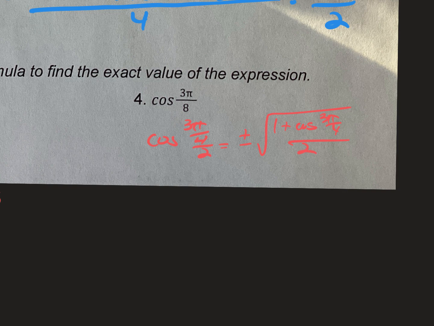Let's deal with the plus or minus. 3 pi over 8 is less than a half pi, so it's in quadrant 1 also. Everything in quadrant 1 is positive. Here we go. Everybody knows cosine 3 pi over 4 is negative square root of 2 over 2 because it's in quadrant 2, all over 2.